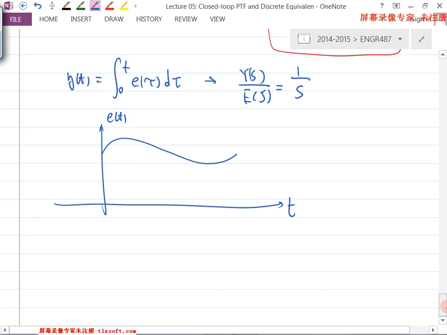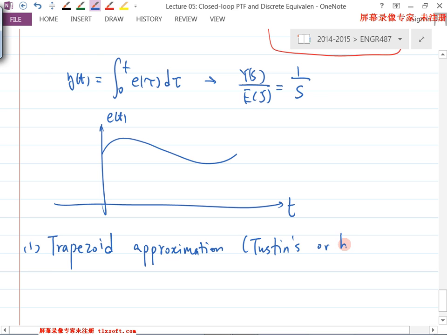I'm trying to approximate that area, and there are different ways of approximating. The first one is called trapezoidal, the trapezoid approximation. It's also called Tustin's or the bilinear method. All right, so how do we use this trapezoid approximation?